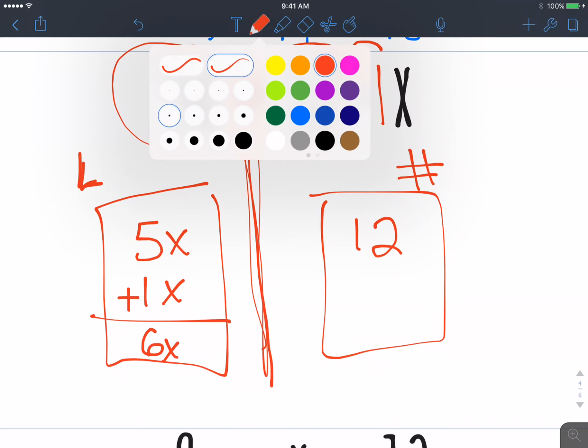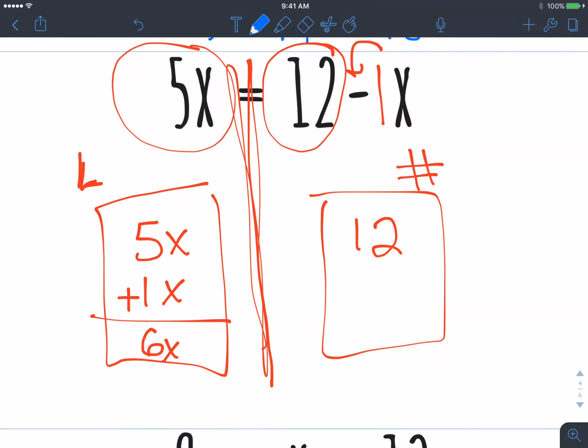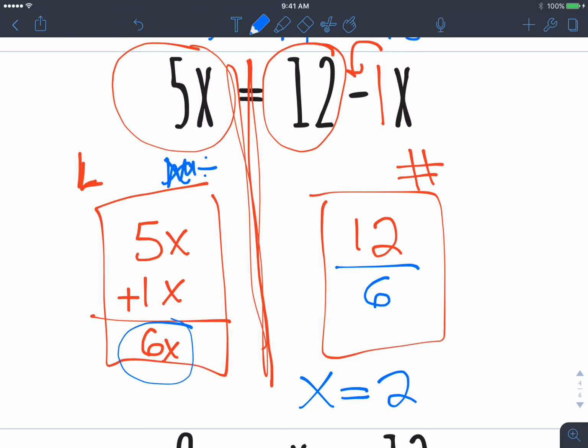And then again, I have to remember that I need to get rid of this 6. So I'm either multiplying or dividing. Since I'm already multiplying, I need to divide by 6. So x equals 2.